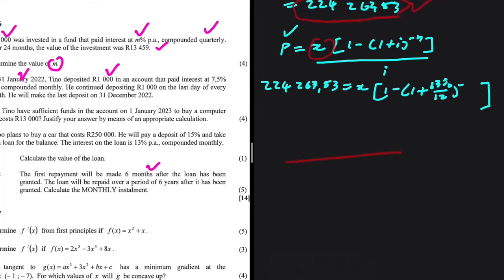For the other 5 years, we just have 5 multiplied by 12, which is equal to 60. But what about the first year? How many payments are we going to make in our first year?